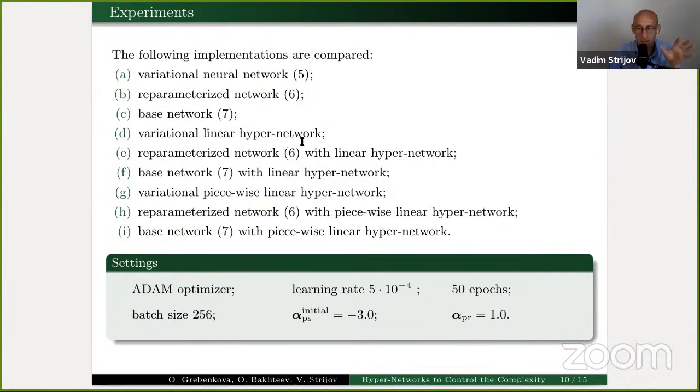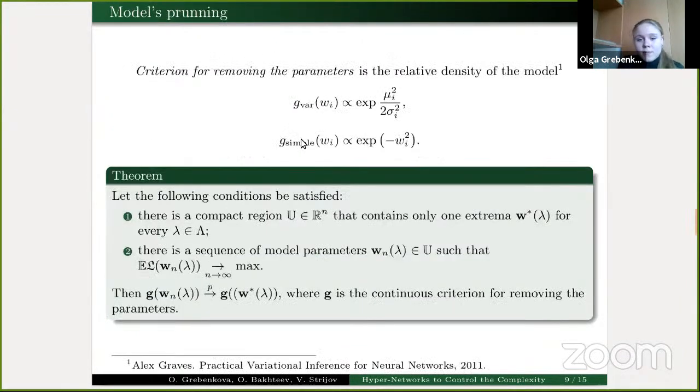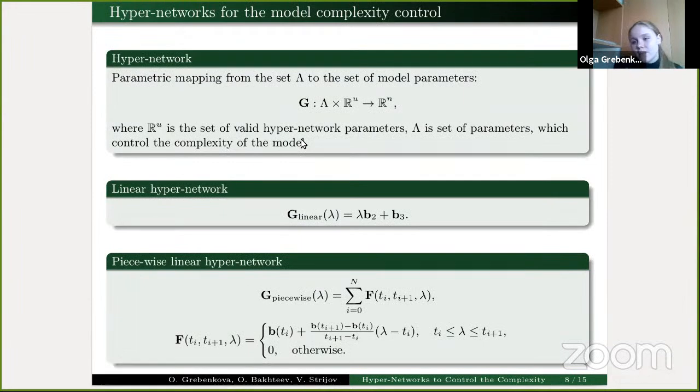Okay, and the last three? The last three are another implementation of hypernetwork. First of all, a hypernetwork is a parametric mapping, and we can use whatever mapping we want. In our work, we use linear hypernetwork and piecewise linear hypernetwork, but in fact, we can use everything. The question is the efficiency of these hypernetworks. We compare two implementations, but maybe there are more interesting ones. We use them because they are simple and have good results.